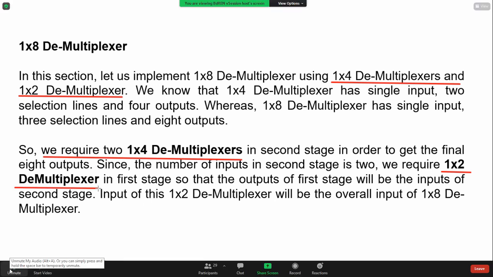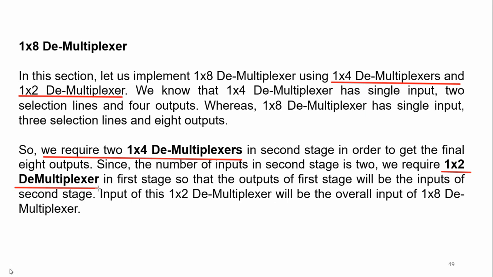In a 1 is to 8 multiplexer, in the first step we would use 2 4 is to 1 multiplexers, and in the second step we would use 1 2 is to 1 multiplexer. Now for the same demultiplexer, in the first step we need 2 1 is to 4 demultiplexers, and in the second step only 1 1 is to 2 demultiplexer.